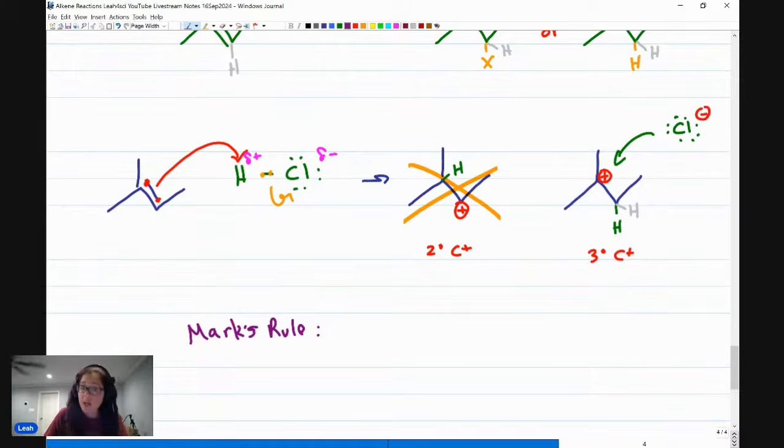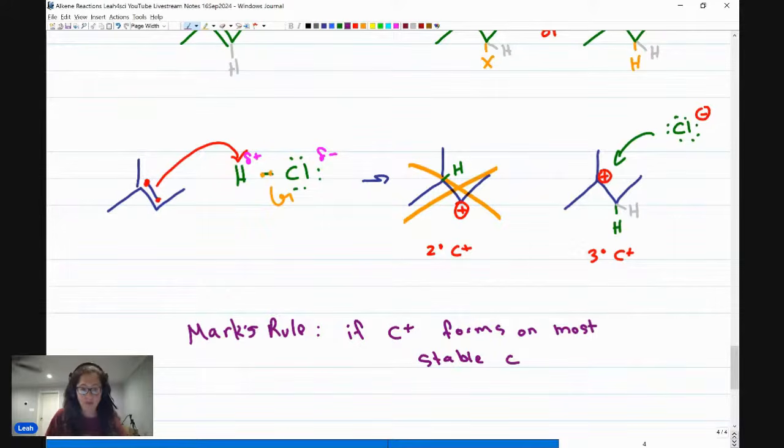Markovnikov's rule ultimately tells us that if we have a carbocation intermediate, it forms on the most stable, meaning the most substituted carbon. And I'll show you how this works out in the reactions so that you'll have a lot easier time remembering which way to put your products. Do you follow Markovnikov's rule or anti-Markovnikov?